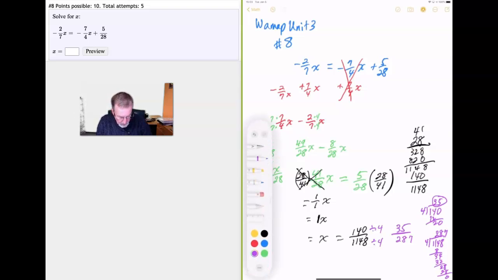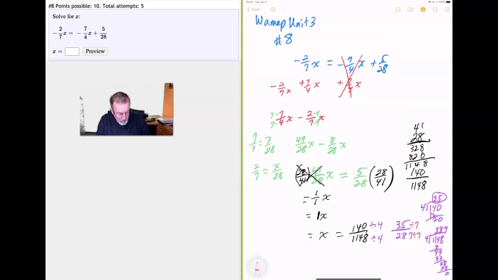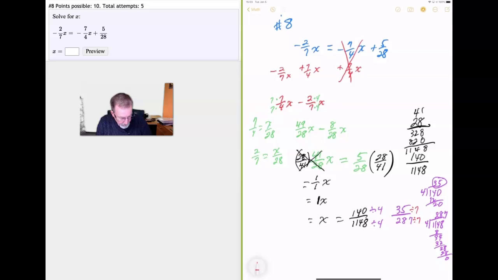So let's try red. We're going to divide by 7 and keep reducing this fraction. 35 divided by 7 is 5. x is equal to 5 over, and then 287 divided by 7 is 41. 5 over 41. And if you want to see that, 287 divided by 7: 7 goes into 28 4 times, that's 28, 0 and 7, and 7 goes into 7 one time. So this is our answer.